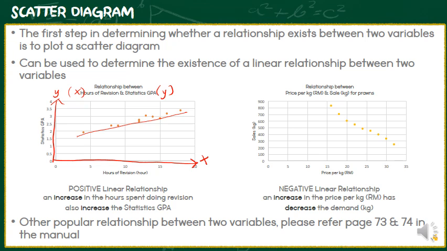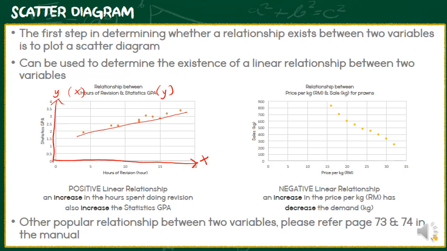As compared to the second example yang saya bagi dekat sini, relationship between price per kilogram dengan sales. Lagi murah, lagi banyak jualan ke? Jualan lagi banyak. Salah. Okay. Maksud saya adalah sales awak ni bergantung kepada harga ke harga bergantung kepada sales. Okay. So, mestilah sales bergantung kepada harga. Lagi murah lagi banyak jual, lagi mahal orang tak beli.